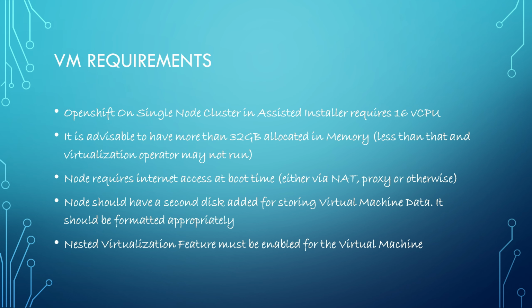Onto the VM requirements. I have it listed here with 16 vCPUs. The requirement to run OpenShift on control plane nodes is 8 vCPUs normally. However, I found with the Hyper-V version as well, when I tried to deploy a virtual machine with less than 16 vCPUs, it said it was insufficient.